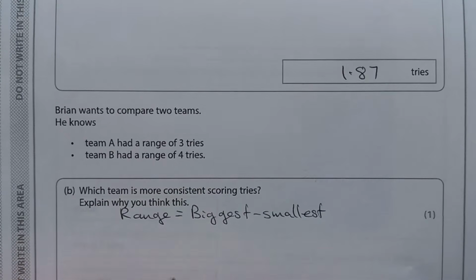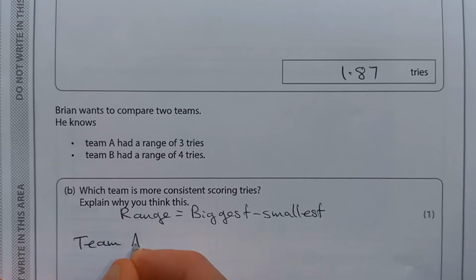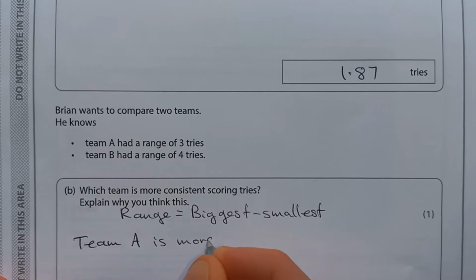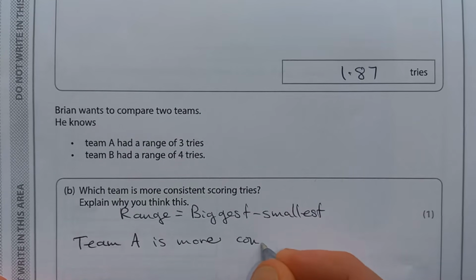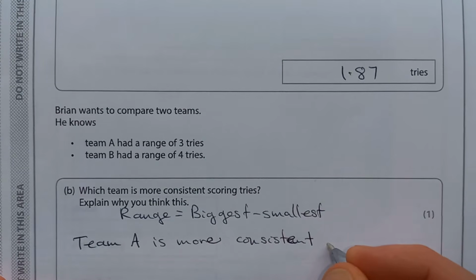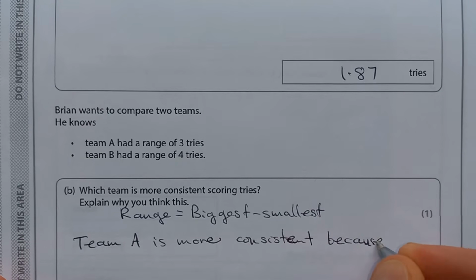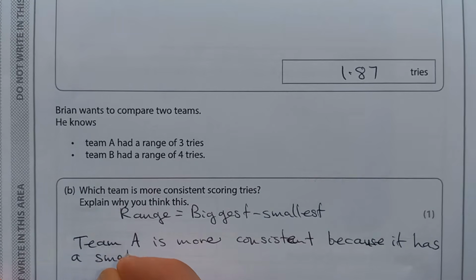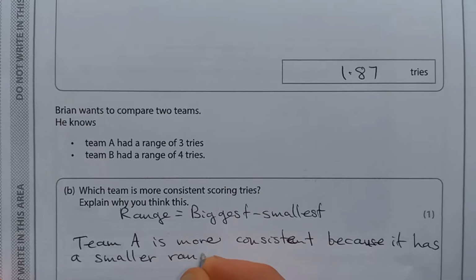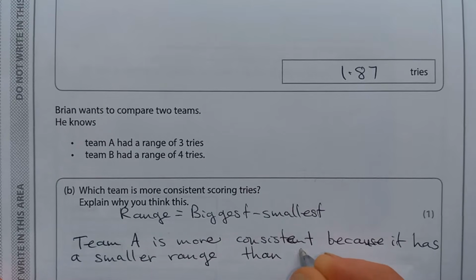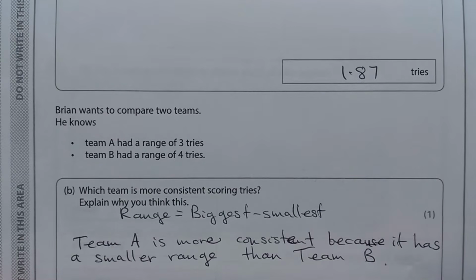So which team is more consistent? So we can say, well, Team A is more consistent because it has a smaller range than Team B. Full stop.